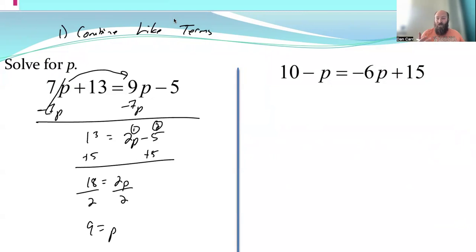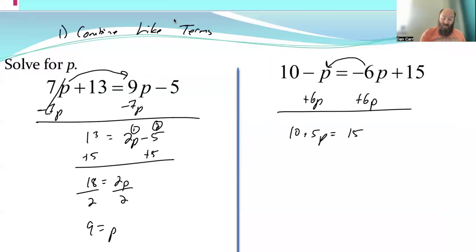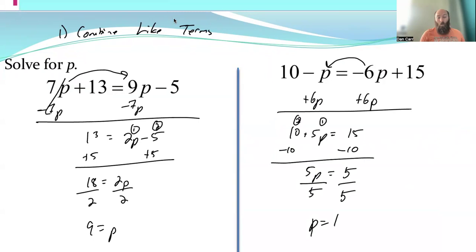Okay, let's do the same thing over here on the next one. It doesn't matter which way we go, but I'm going to go ahead and bring the -6p this way. So when I do that in this case, I want to add 6p over. So 10 plus 5p is equal to 15. Same thing as what I just did. Look at the operations on p. It's multiplied and then added. So if I want to undo those steps, I'm going to subtract. So 5p is equal to 5, and then divide. So p is equal to 1.